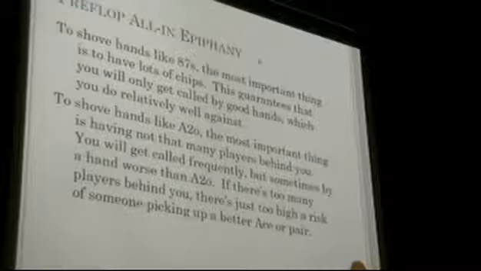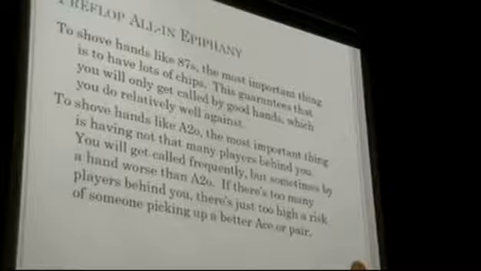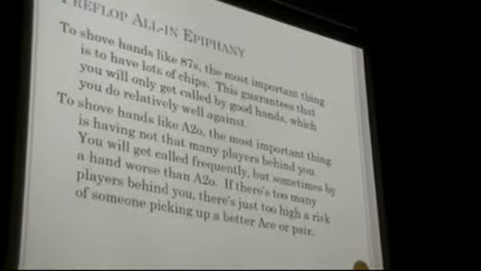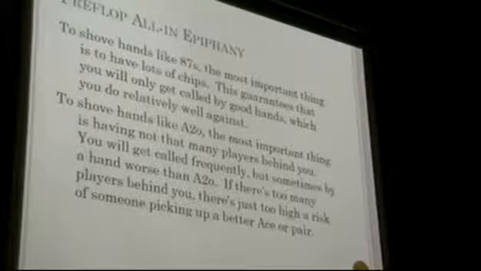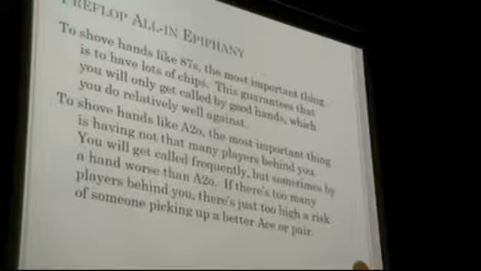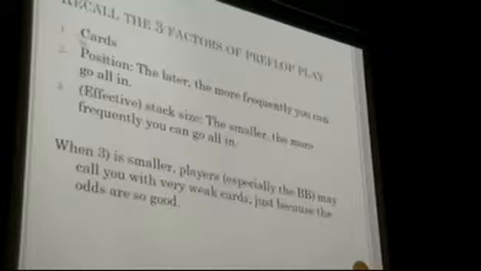So one important thing to realize is to shove hands like 8-7 suited, the most important thing is that you have lots of chips, right? Because with hands like that, you don't want them to call with 9-6 offsuit. That hand just crushes it. But you don't care that much if they call with a hand like Ace-King, because you're actually doing okay against good hands. So with hands like that, the most important thing is having lots of chips. Of these 3 factors, with a hand like 8-7 suited, effective stack size matters a lot more.